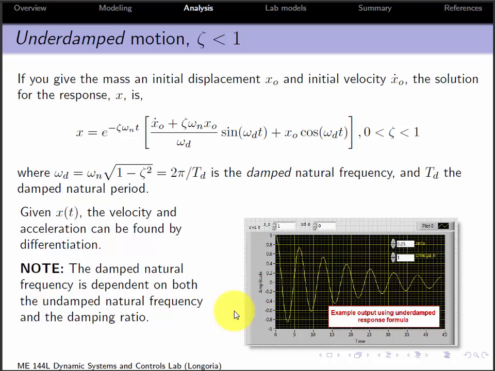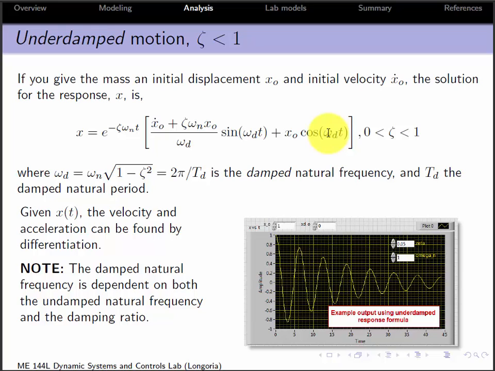So for the underdamped case, zeta less than 1, and this is again the unforced case, we're looking at just the response to initial conditions. I'm giving the mass a displacement, I'm deflecting the spring, for example. So I've got an x naught.